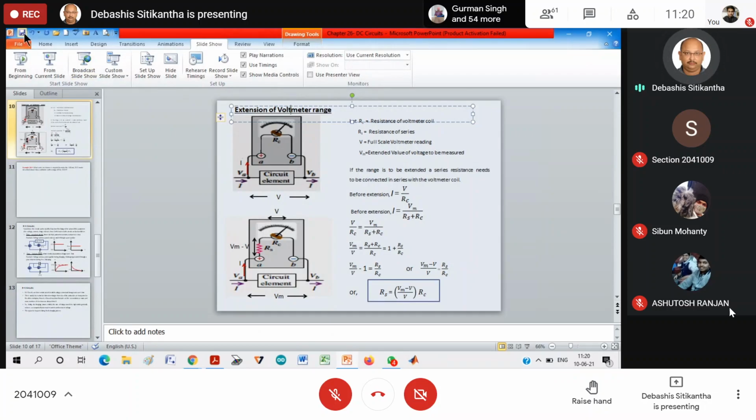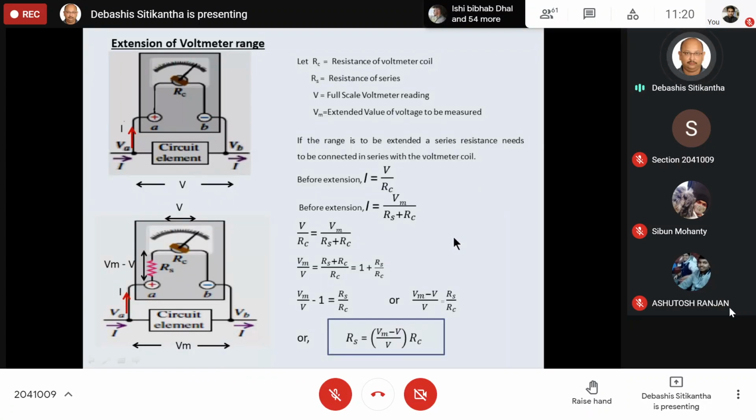Extension of voltmeter range. Okay. So as we were talking about the extension of ammeter range, similarly the same voltmeter which is capable of measuring a low value of voltage can also be modified a little bit so that it will be able to measure a higher voltage. That is known as extension of the voltmeter range.